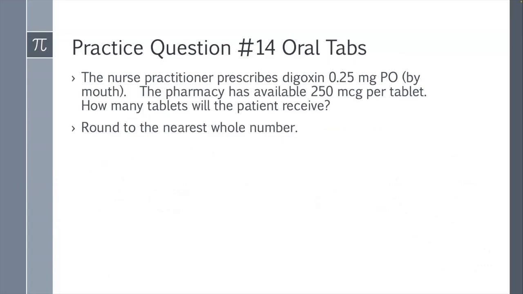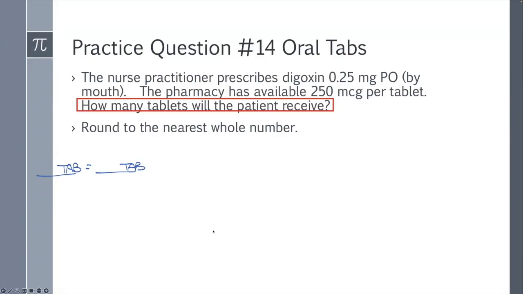Next one says the nurse practitioner prescribes Lanoxin 0.25 milligrams PO by mouth. Pharmacy has available 250 microgram tablets. Pay attention to those units. How many tablets will the patient receive? Round to the nearest whole number. Okay. And there's my setup.